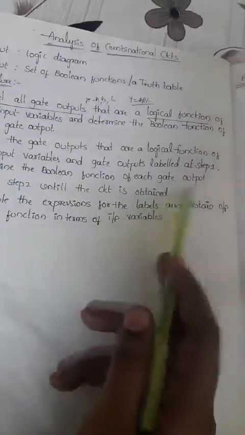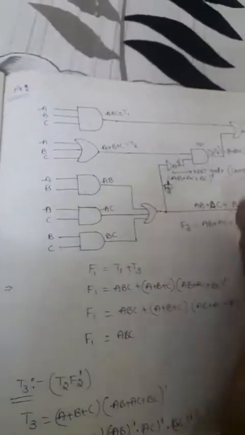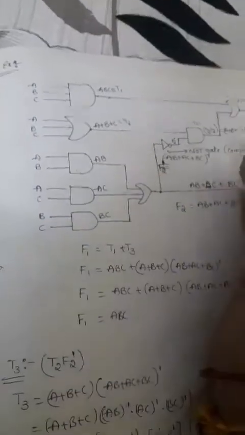What is the second point? Again step 1 is repeated: determine the Boolean function of each gate output. Step 1 is repeated means for the first stage, second stage, third stage, fourth stage, fifth stage. Up to all those stages we need to go through the same procedure. That means we need to follow the first rule, finding all the outputs of each gate.